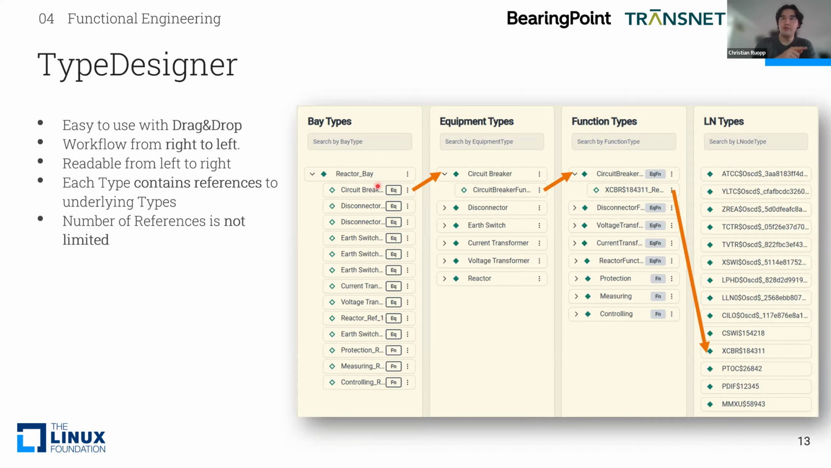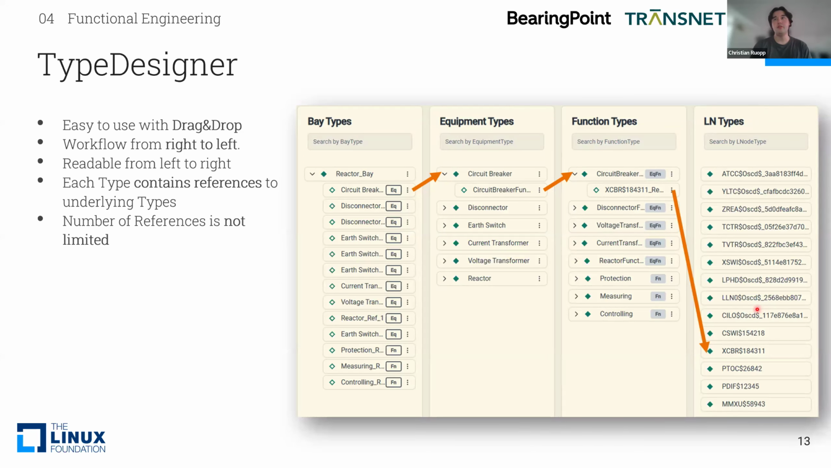And then you can read the whole type designer from left to right. So you see the circuit breaker has a reference to the equipment type. The circuit breaker has then an equipment function, which is referenced to a function. And the function contains LNodes, which are referenced to the LN types. So you work from right to left by drag and drop and can read it from left to right. So it's straightforward and very easy to use.